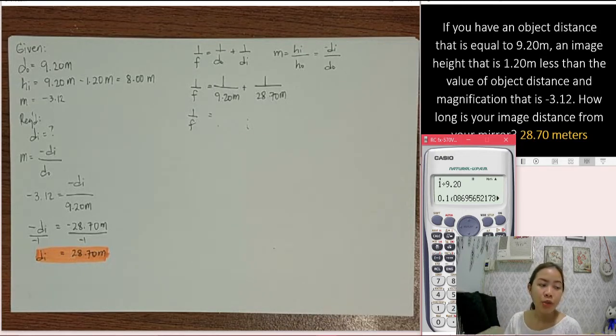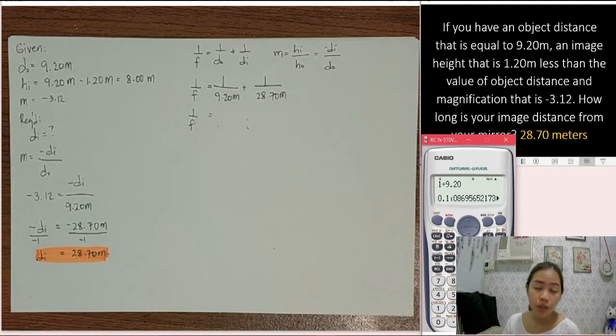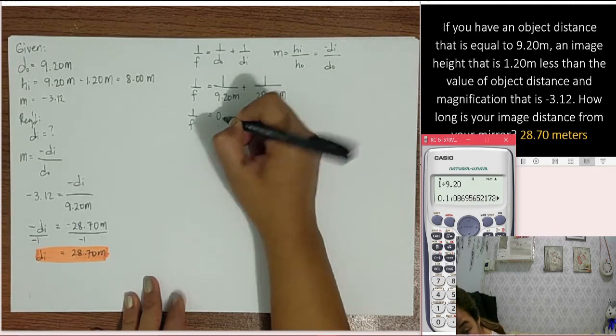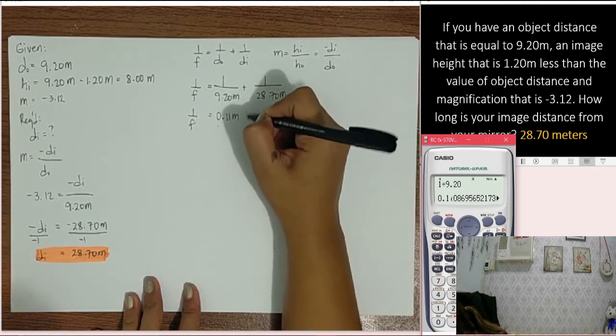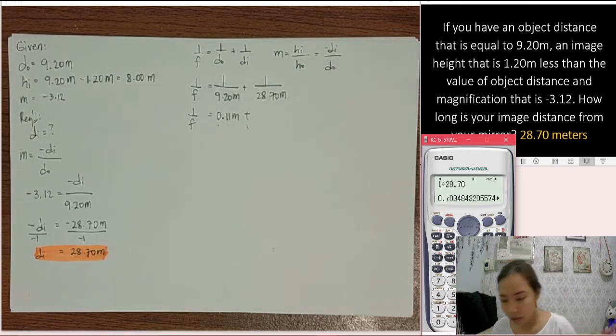That is equal to, we can use here 2 decimal places. Since we are not proving the value here, unlike what we did in our first calculation, we can just use 2 decimal places. But if you are using a simulation, where you need to prove the value, as much as possible use 4 to 6 decimal places. Okay? So, we have here 0.11, plus 1 divided by 28.70, that is equal to 0.03.